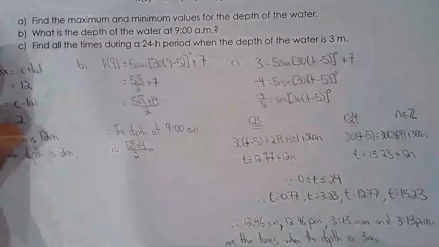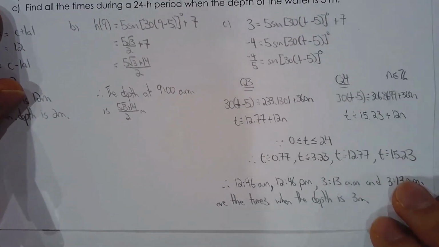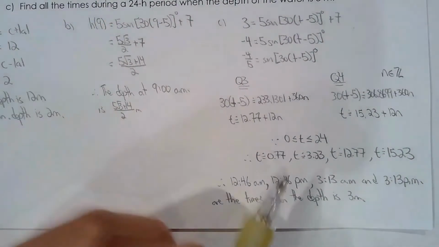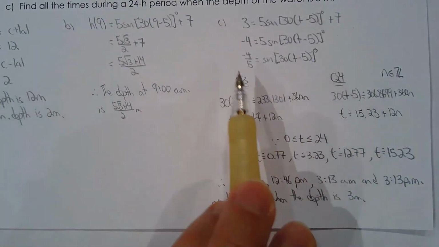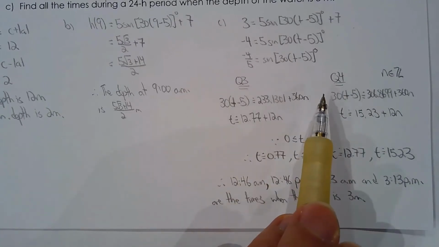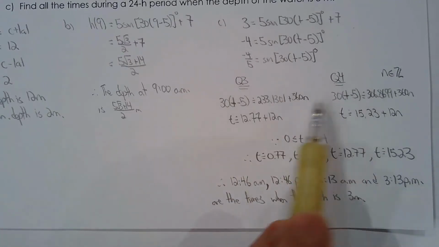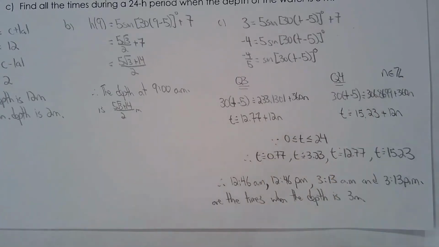So for example, if they change the question, let's say find all the times during, I don't know, the first 12 hours after midnight, then that changes the situation, that changes the domain. So you would have to study your solutions and go from there. But remember, n is an integer, and that makes sense if you want to study the coterminal angles. All right. Okay, we'll do another example.